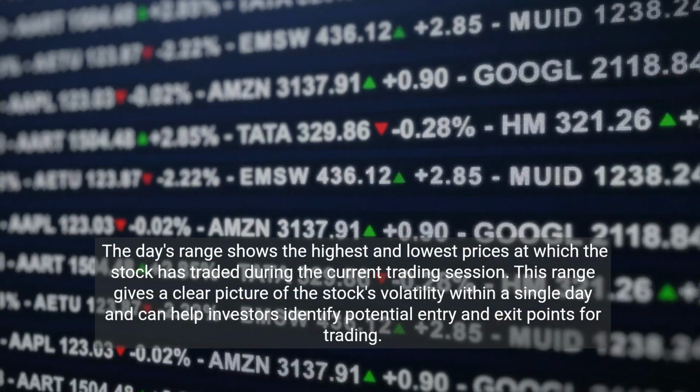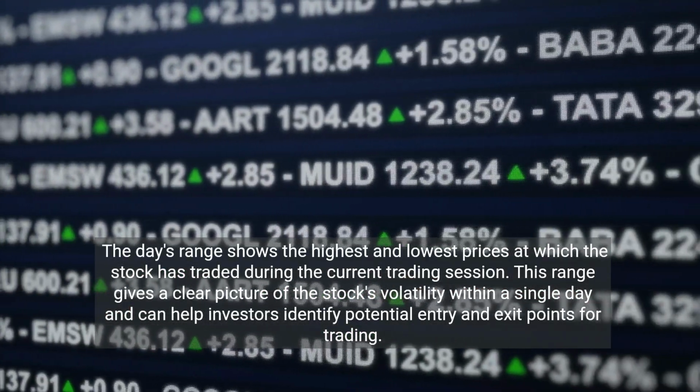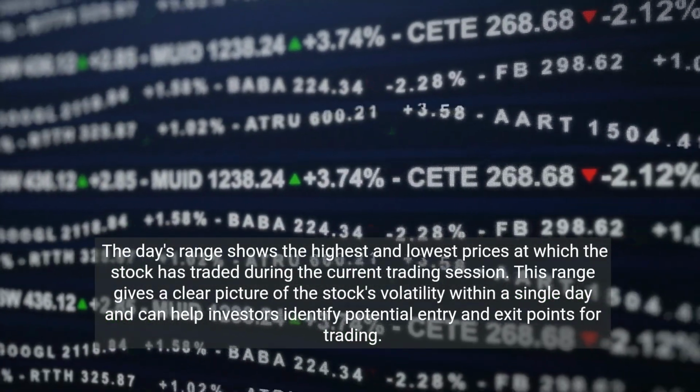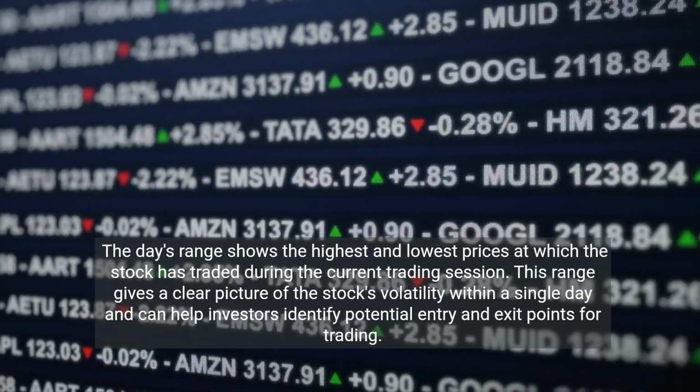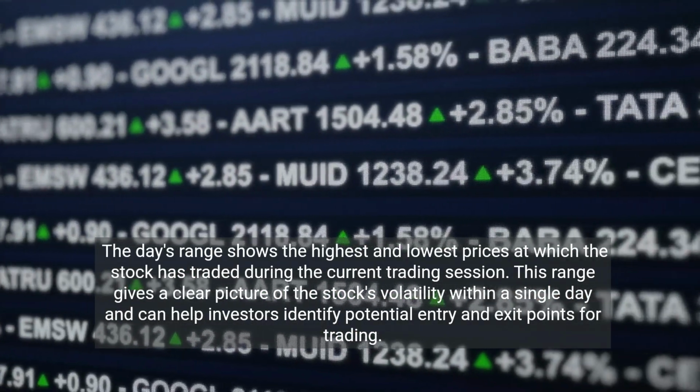The day's range shows the highest and lowest prices at which the stock has traded during the current trading session. This range gives a clear picture of the stock's volatility within a single day and can help investors identify potential entry and exit points for trading.